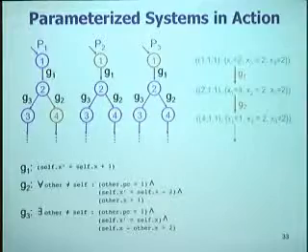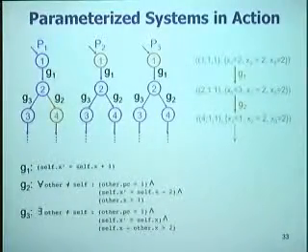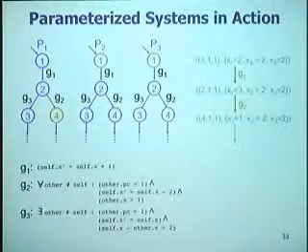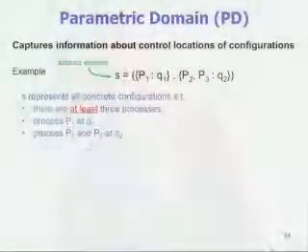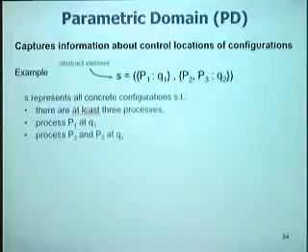Before going further, looking at these global states, we see they consist of two parts. One is the control location part. The other is the values of variable x of these processes. In order to capture this information, we design an abstract domain. First, just to capture the control location information, we call this domain the parametric domain, which looks at information about the control locations of the configurations in our parameterized system. For example, here, S is an abstract element in our abstract domain, which represents all concrete configurations where there are at least 3 processes, 1 at Q1 and 2 at Q2.